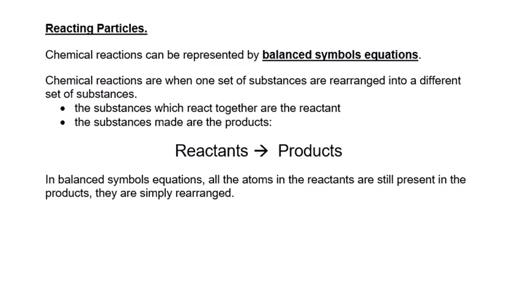Okay, so moving on, reacting particles. Now, when particles react, the reason that we looked at those formulas is that what we really want to try and get at GCSE is balanced symbol equations. We want to be able to see how the particles react together. And chemical reactions, when they're being represented, are represented by what are called balanced symbol equations. The idea of a balanced symbol equation is that you're showing nice and clearly what's happening during a chemical reaction. So in chemical reactions, basically one set of substances are rearranged.